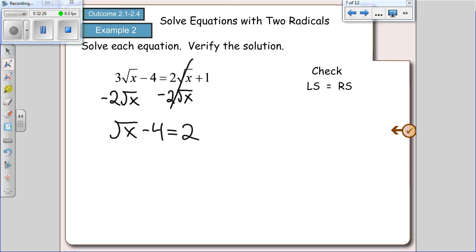Now, we only have 1 radical. Now we treat it the same way we've treated all of them before. Move the 4 over. So yeah, you have root x is equal to 5, because we added 4 to both sides.